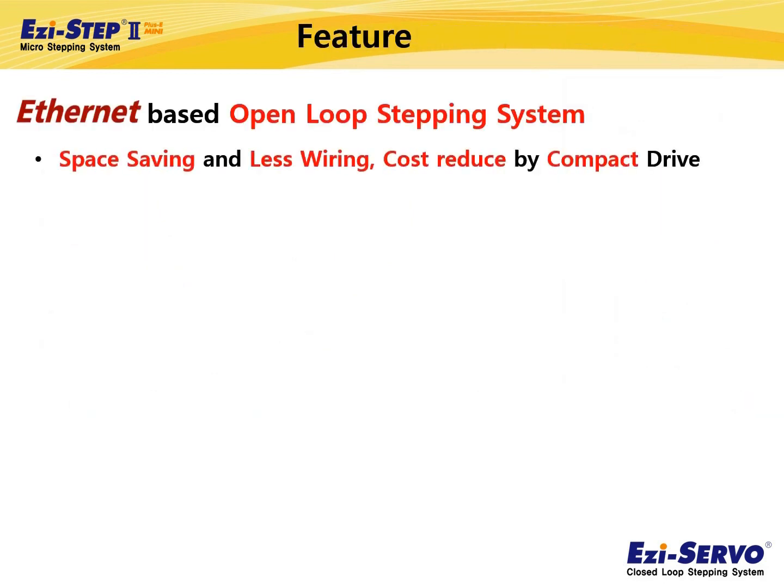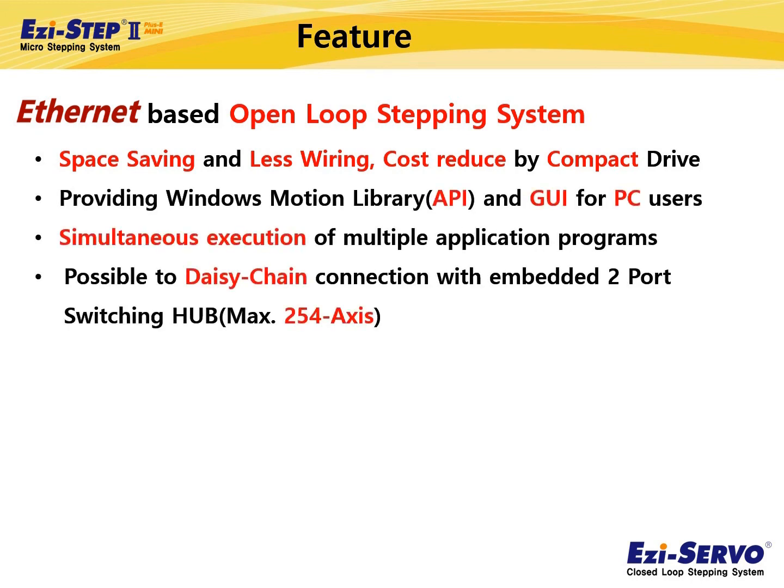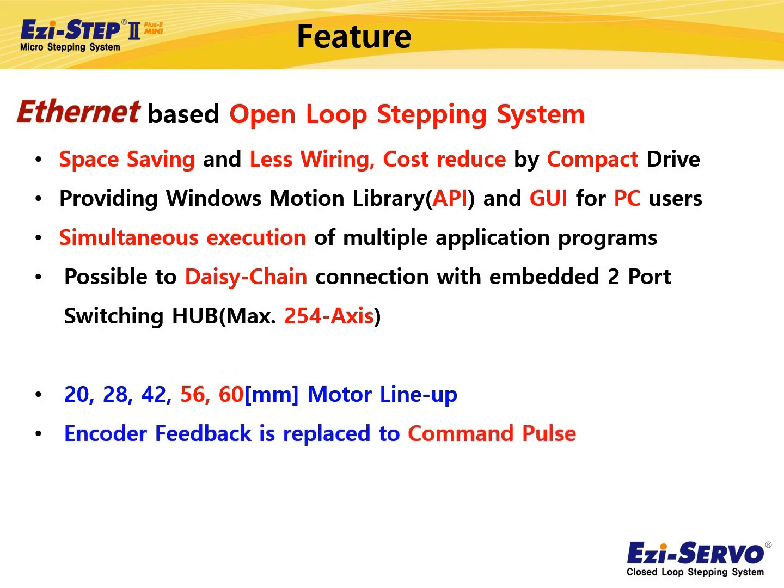As mentioned in the previous case, you can achieve space saving and reduced wiring by using a mini-sized drive. Plus E features are the same as the closed-loop stepping system product. Although it is a mini-type drive product, it is possible to combine up to 56 and 60mm size motors. The difference is that it's an open-loop stepping system without an encoder, so when checking the current position, it is substituted with the command position.